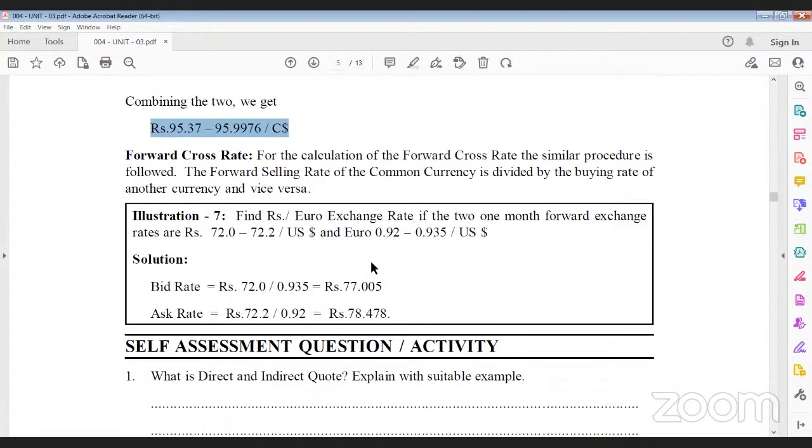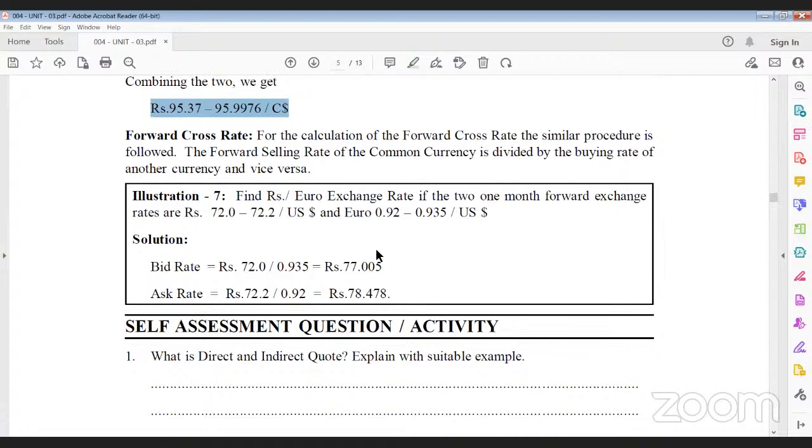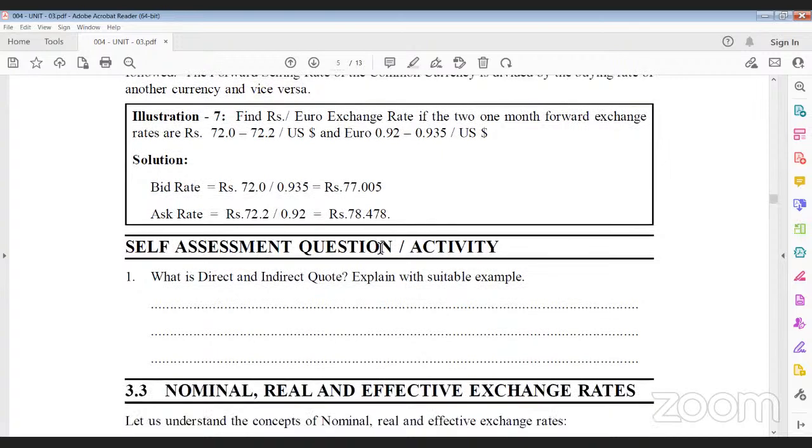To calculate the forward cross rate, the forward selling rate of the common currency is divided by the buying rate of another currency, and so on, vice versa. So here you can see bid rate and ask rate. So you find the rupees euro exchange rate if the 2-month forward exchange rates are 70 rupees 72 and 72.2 US dollars, and euros in US dollars are given. So with this information, we can find bid rate and ask rate.